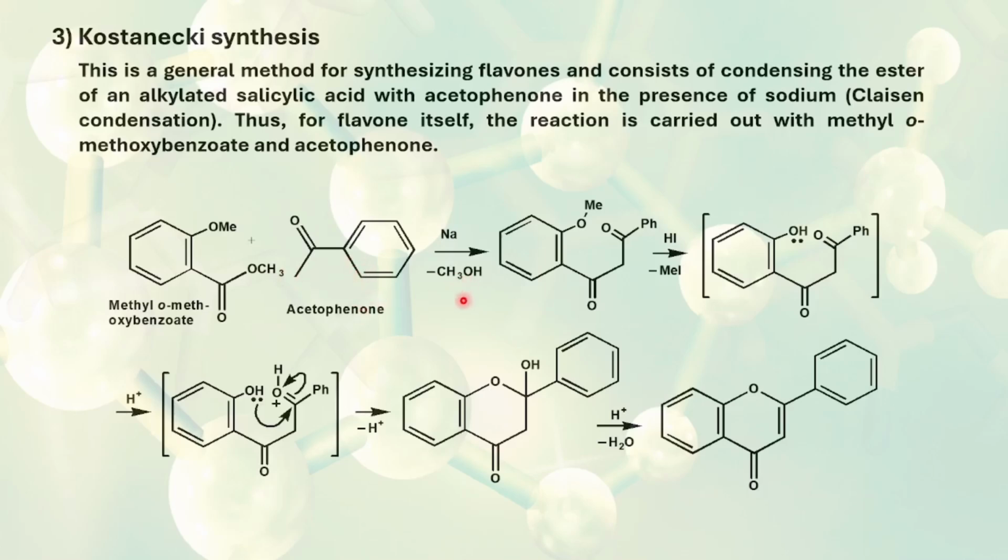As you can see, treatment with sodium metal is a Claisen condensation, and here is a cyclization after the removal of a water molecule in the presence of acid. At the position 2,3, unsaturation develops.